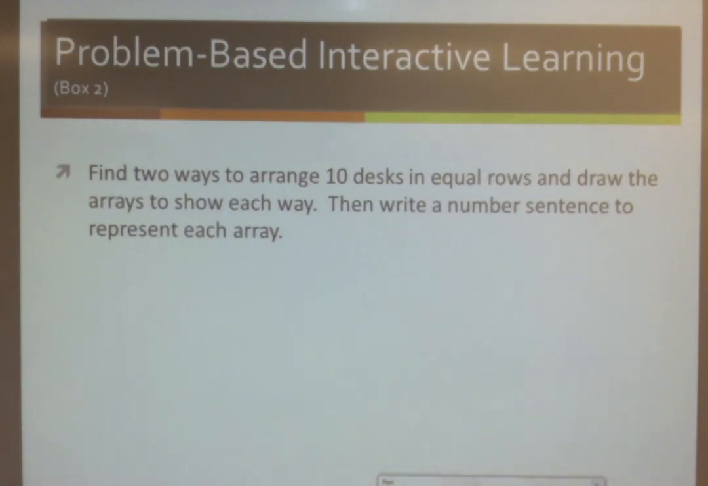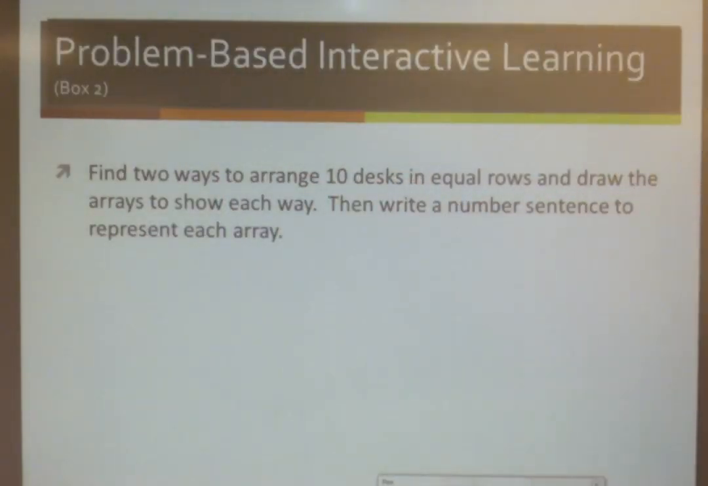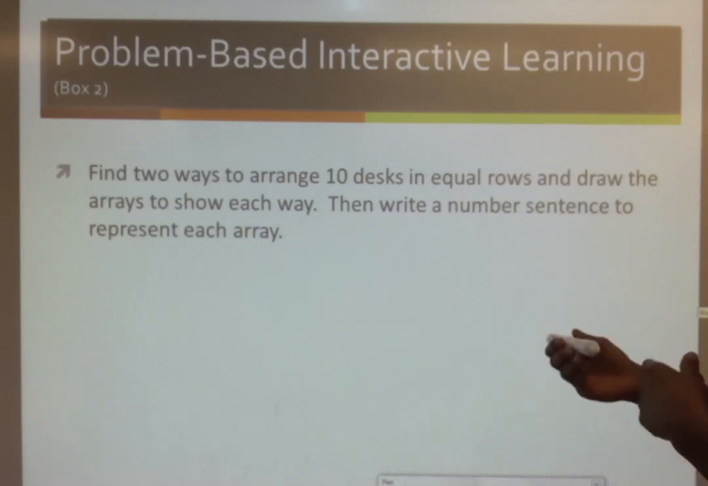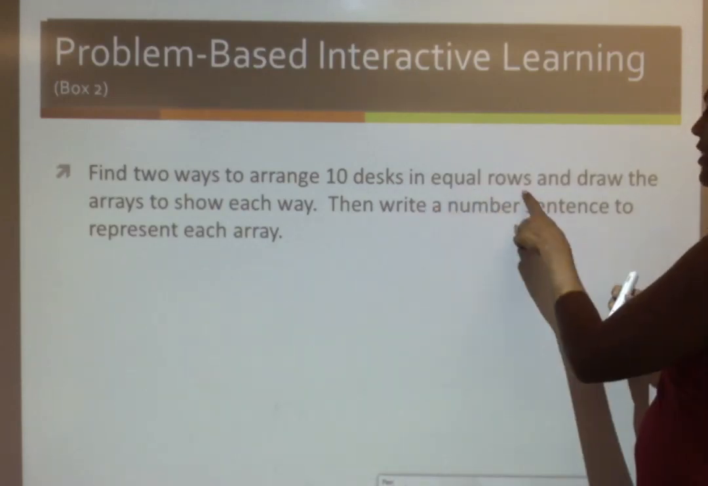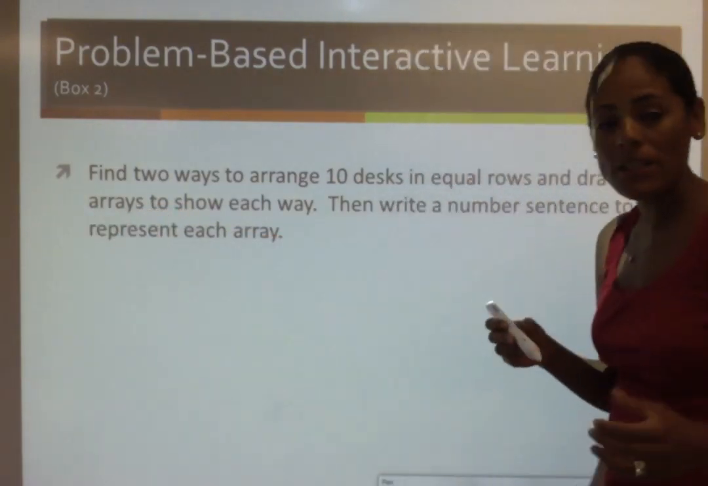Find two ways to arrange 10 desks in equal rows and draw the arrays to show each way. Then write a number sentence to represent each array. So let's start. I know I have 10 desks, and so I'm going to just draw a square. A square will represent my desk. I need to make sure that they're in equal rows, and I need to make sure they are drawn in an array. So that's what I'm going to do.